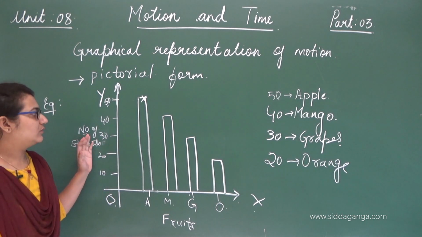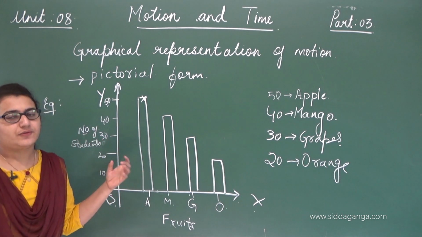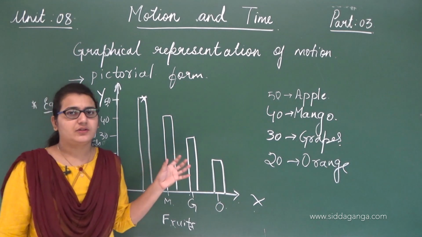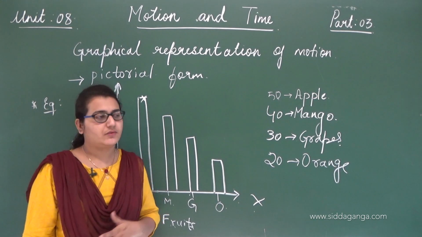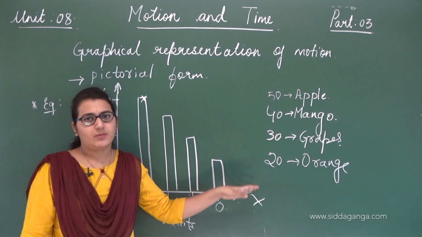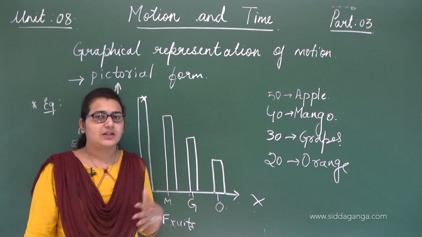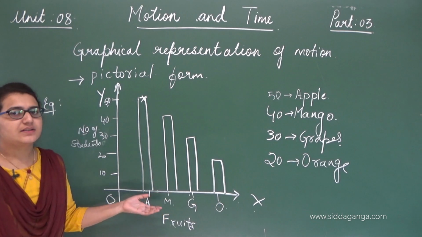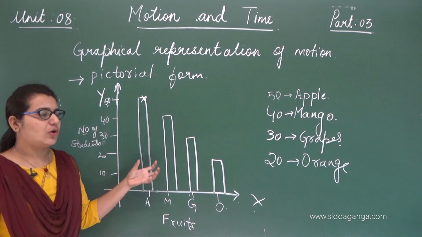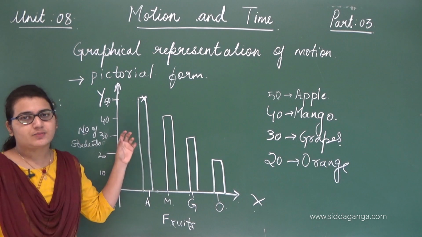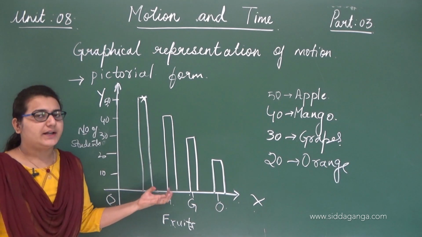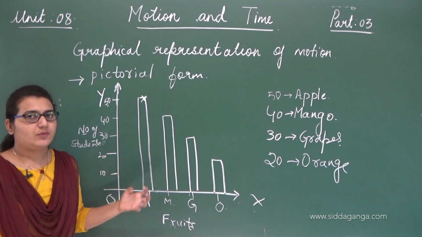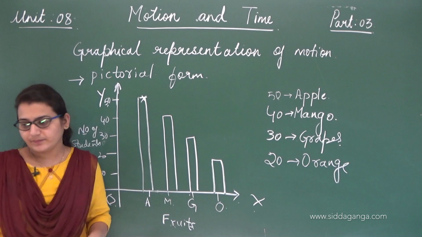There are different types of graphs, we'll study them later. For now, that's how we represent it. Whatever data we have, not only about this, even a car covering some distance at a particular time, we'll take time on the x-axis and distance on the y-axis. We'll just plot the points, where exactly at what time the car has covered what distance. That's how we'll draw these graphs.